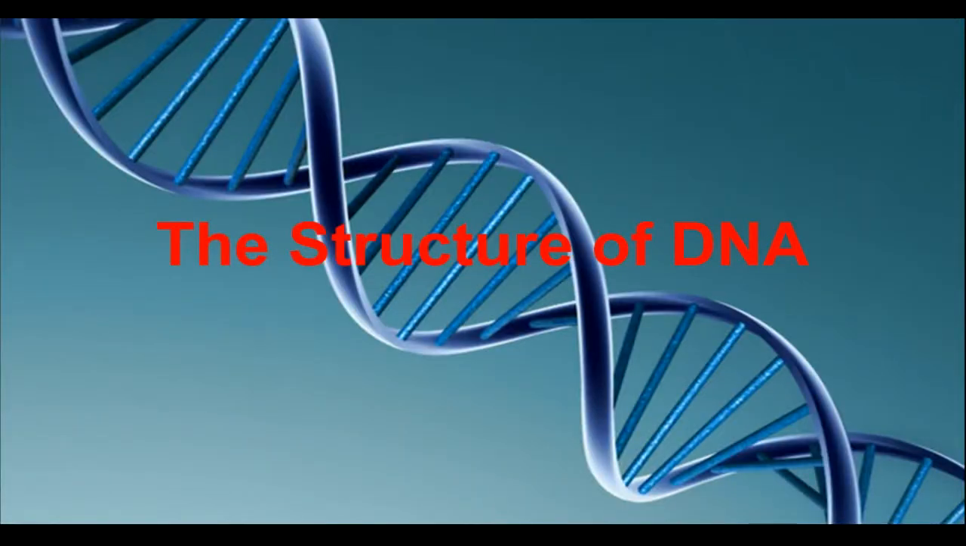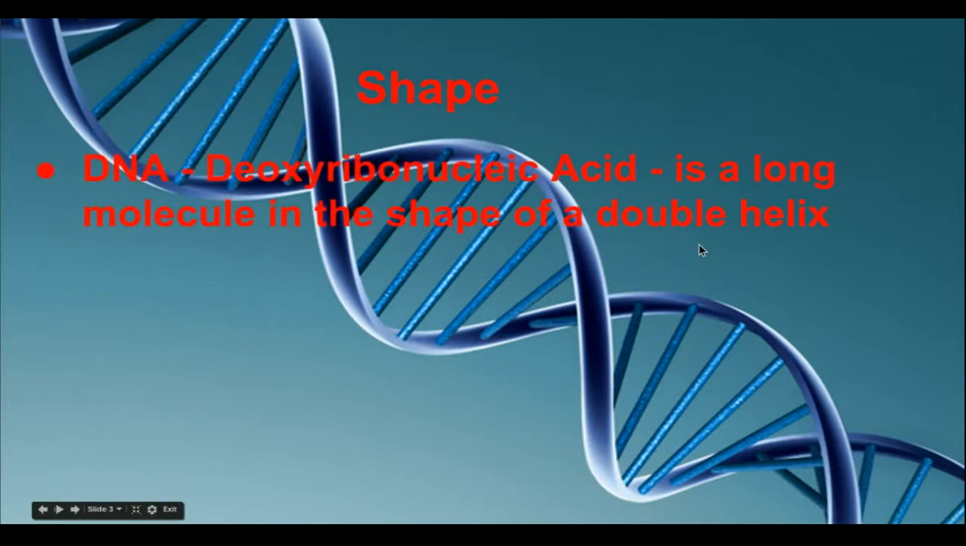This is the structure of DNA. DNA has a shape to it. From what you can see here, this is a kind of a corkscrew spiral shape. It is called a double helix. So DNA, a deoxyribonucleic acid, is a long molecule in the shape of a double helix.